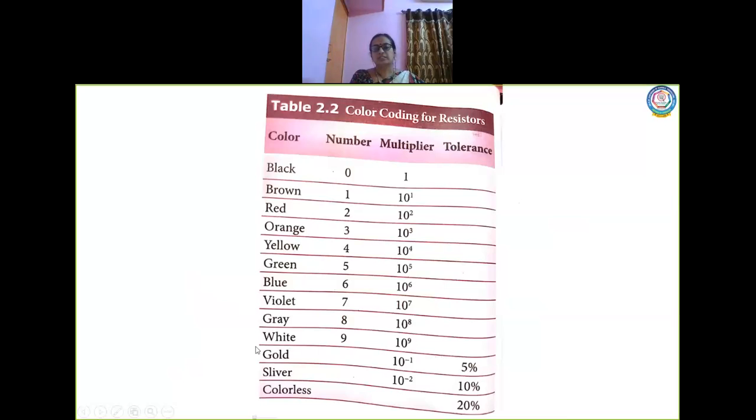Now these colors up to 9, that is starting from black to white. Now how should you remember? Each color has been given a number. So this tabular column has to be very thorough. Only when you are thorough with this tabular column, you will be able to find out the value of the resistance of a particular resistor. To remember this, I am going to give you a very small code so that you can remember it very easily.